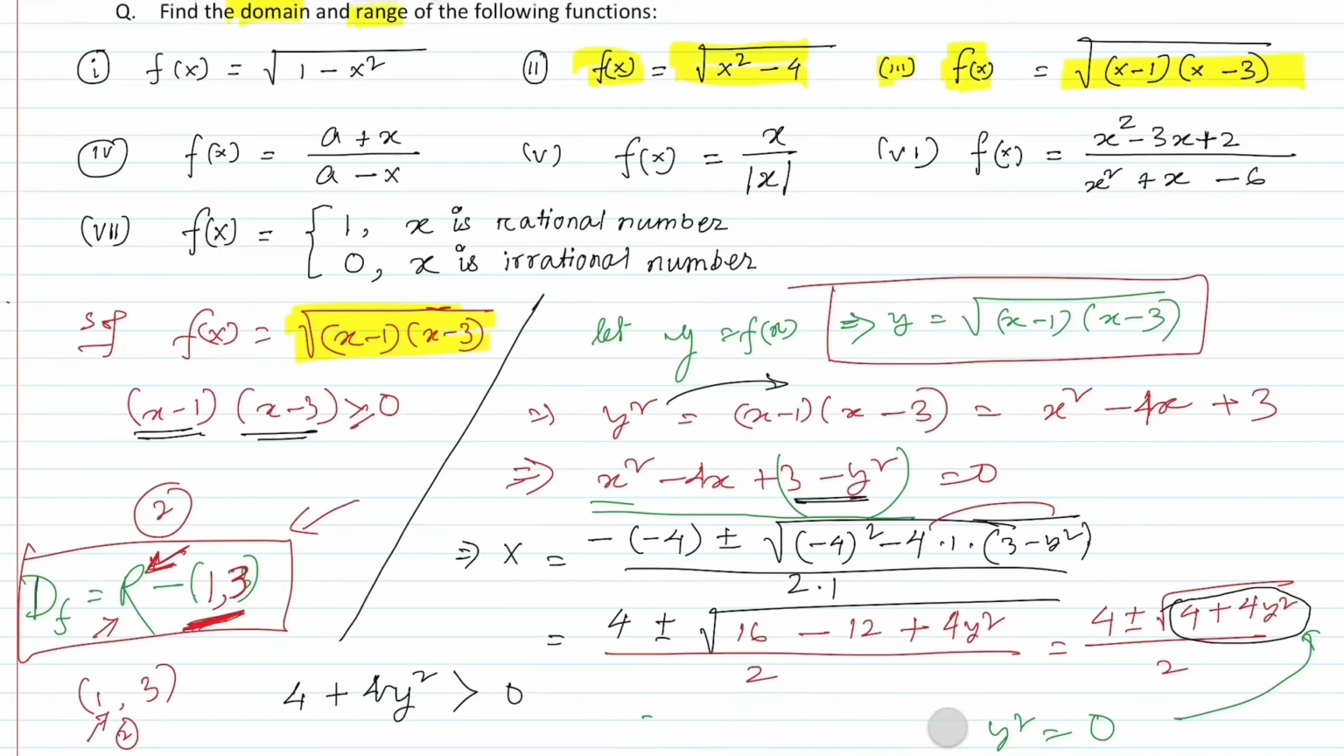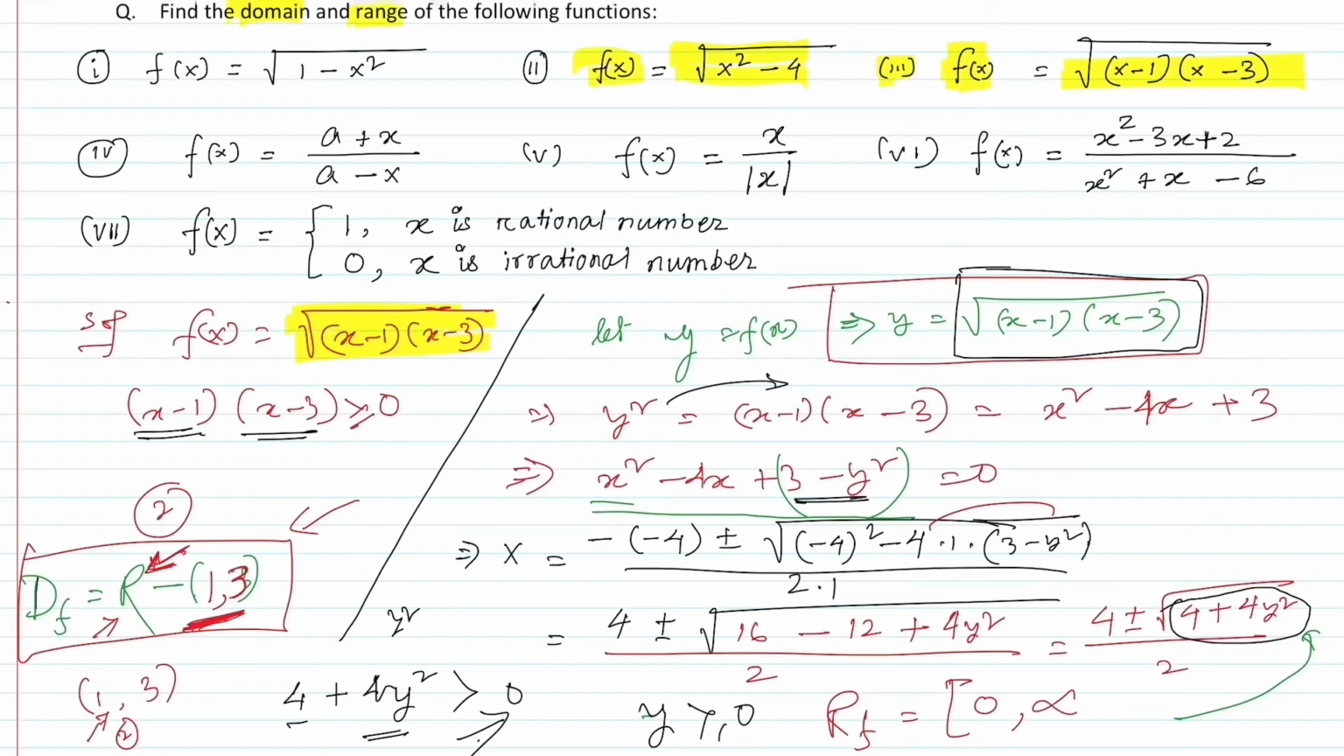So now here you see, in this case 4 plus 4y square, y square, doesn't matter what the value of y is, it is always going to be greater than 0. And here we have already got that, if you observe, this is a positive number, so y is definitely greater than or equal to 0. Therefore the range of this function must be from 0 to infinity. So the range of this function is given by this interval.